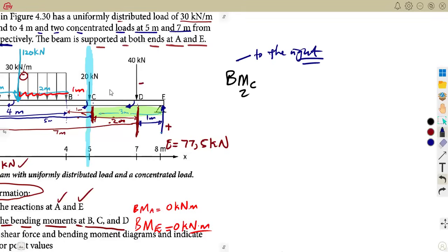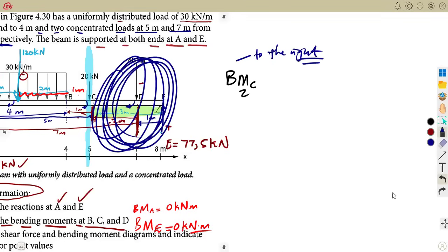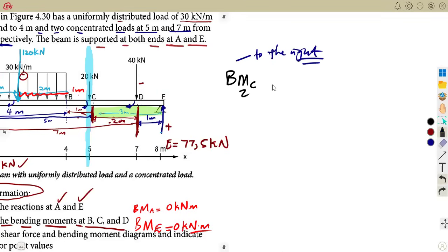So to the right, we are referring to this side. Force times distance back to C. So there's a force here, which is positive, times the distance back to C. So what is our distance from E to C? That is this one. Remember, it's 3 meters. So that's 77.5 times 3. Remember, this is positive.